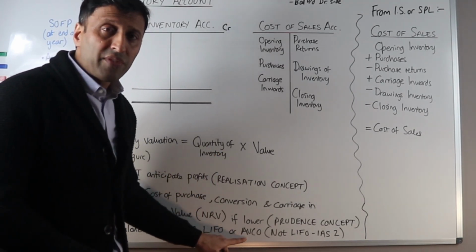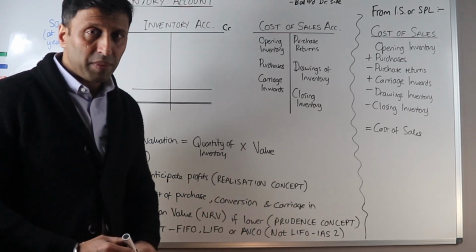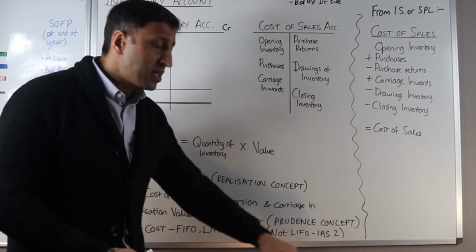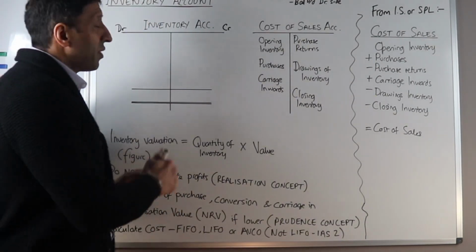Or AVCO, which is average costing. Now LIFO, last in first out, is not permitted to be used according to International Accounting Standard number 2. So we're going to disregard that. Okay, so let's get to the inventory account.